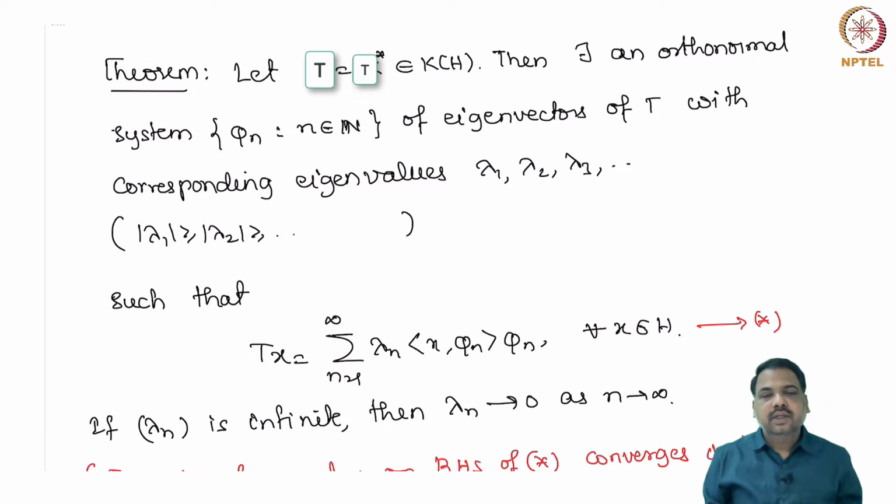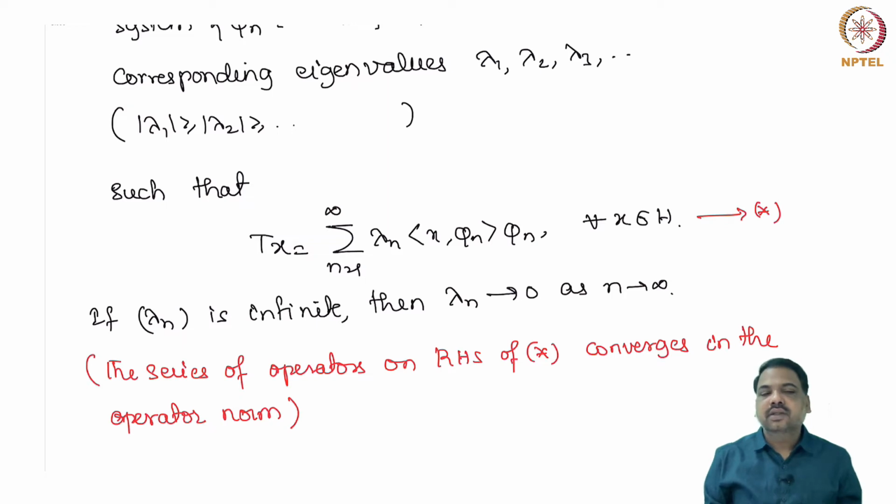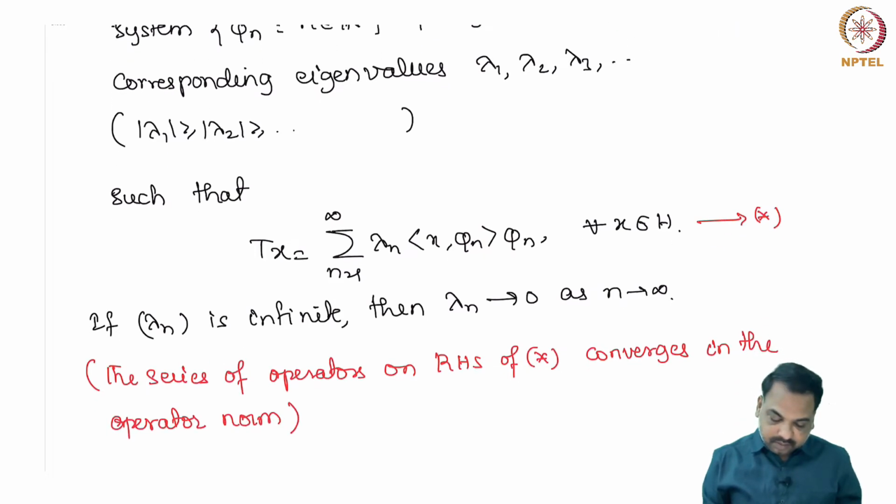If K is a compact self-adjoint operator, then there exists an orthonormal system of eigenvectors of T. Let us call them phi 1, phi 2, phi 3, and so on, with corresponding eigenvalues lambda 1, lambda 2, lambda 3, and so on. In fact, we can arrange them in increasing order in modulus such that Tx can be represented as the summation n equal to 1 to infinity of lambda n inner product x phi n times phi n, for every x in H. And we have shown that if lambda n is an infinite sequence, then lambda n converges to 0, and the series on the right side of the equation star converges in the operator norm.